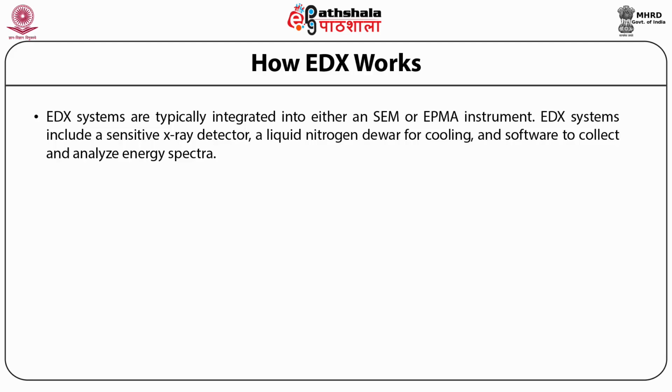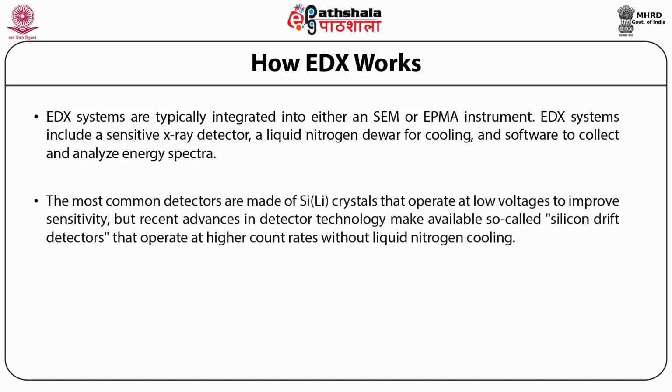An EDS system includes a sensitive X-ray detector, a liquid nitrogen dewar for cooling, and software to collect and analyze energy spectra. The detector is mounted in the sample chamber of the main instrument at the end of a long arm, which is itself cooled by liquid nitrogen. The most common detectors are made of silicon lithium crystal that operates at low voltages to improve sensitivity. But recent advances in detector technology have made available the so-called silicon drift detector, which operates at higher count rates without liquid nitrogen cooling.